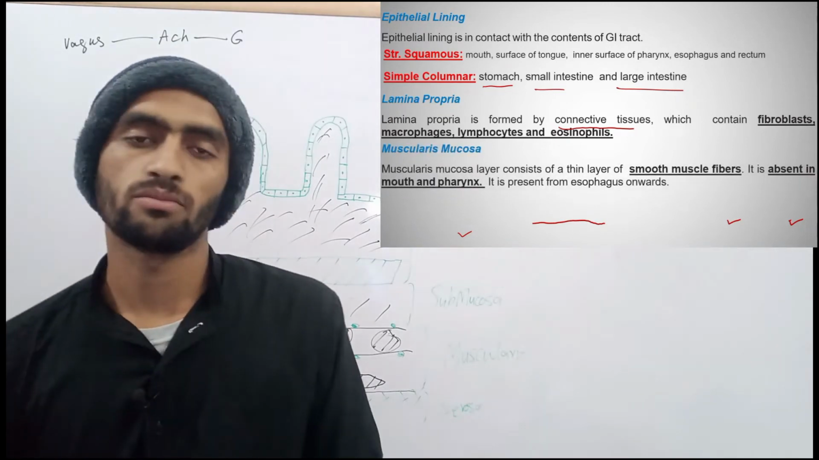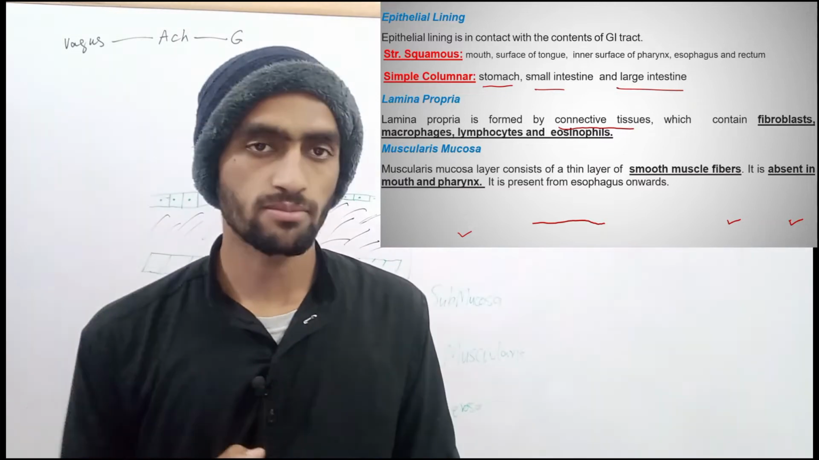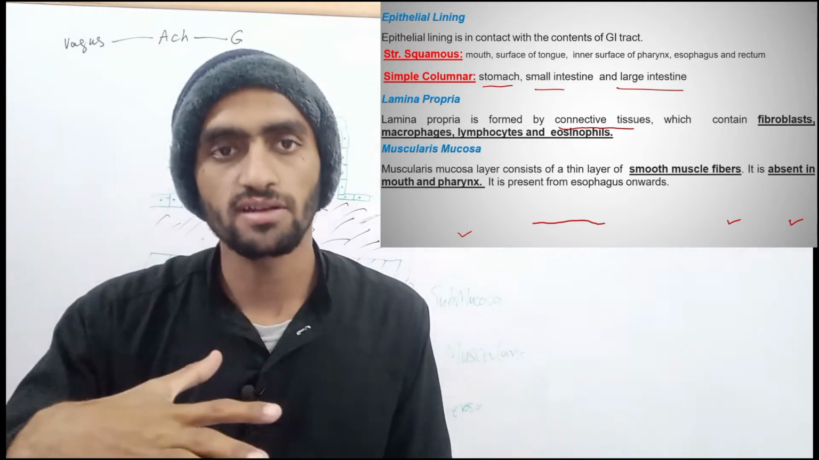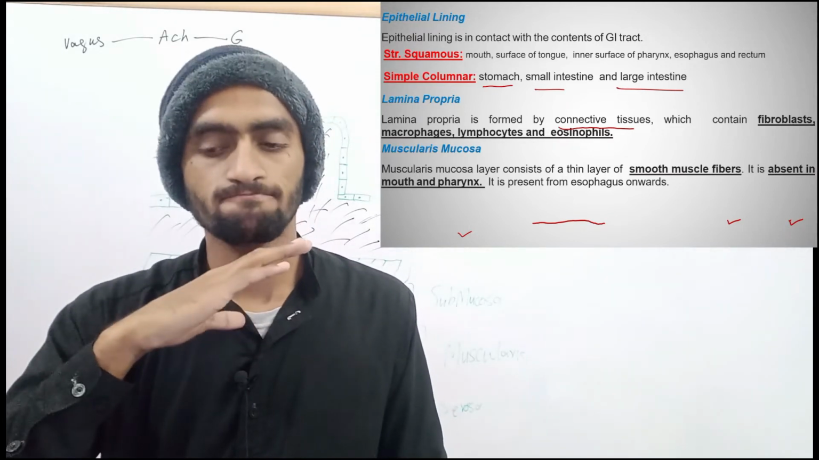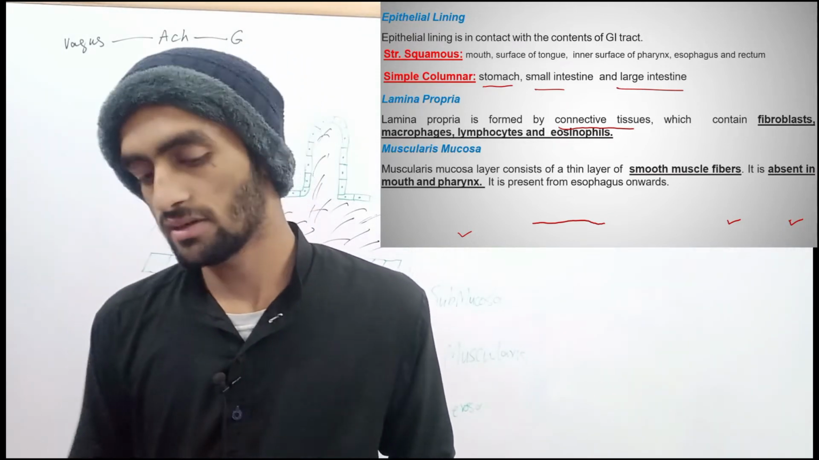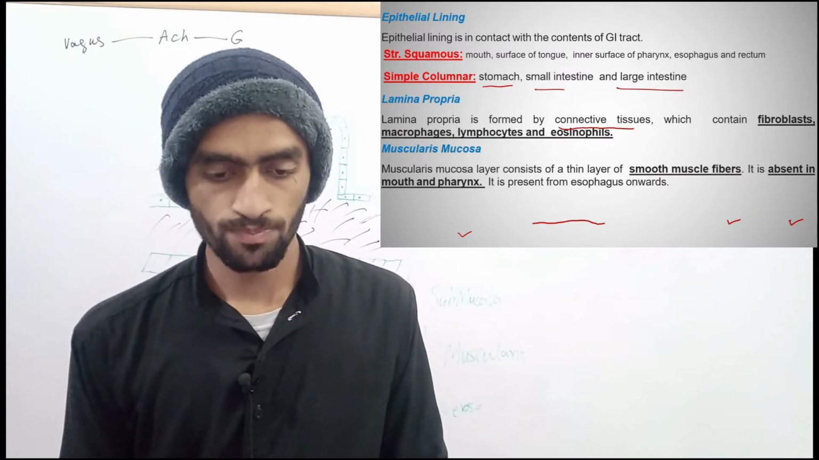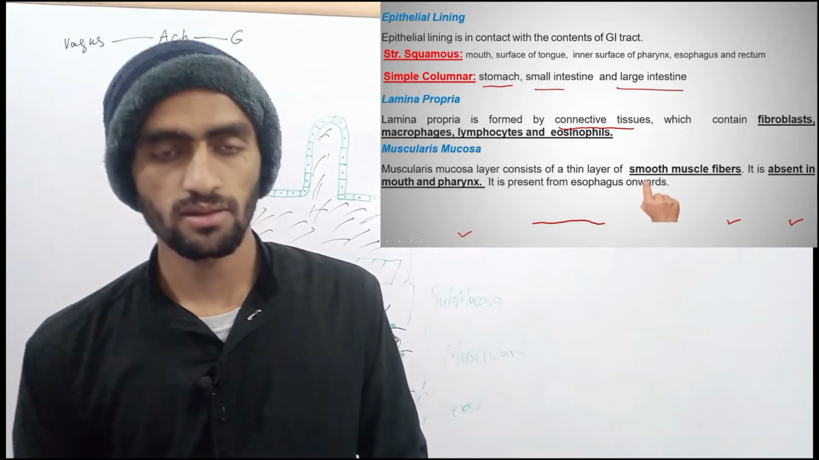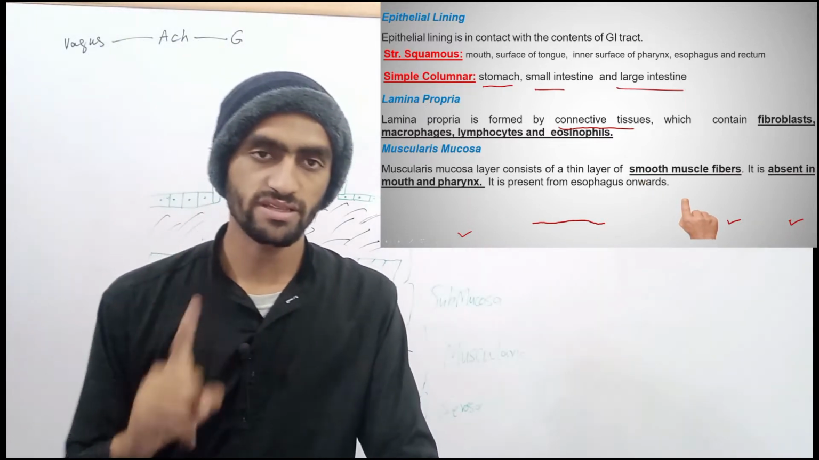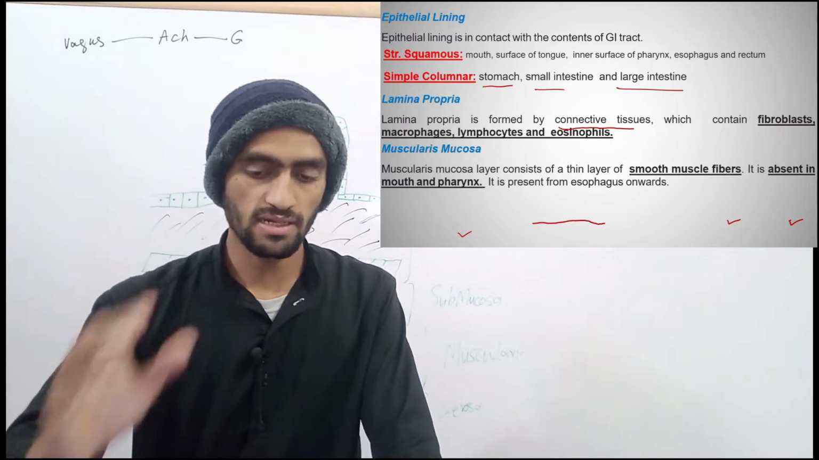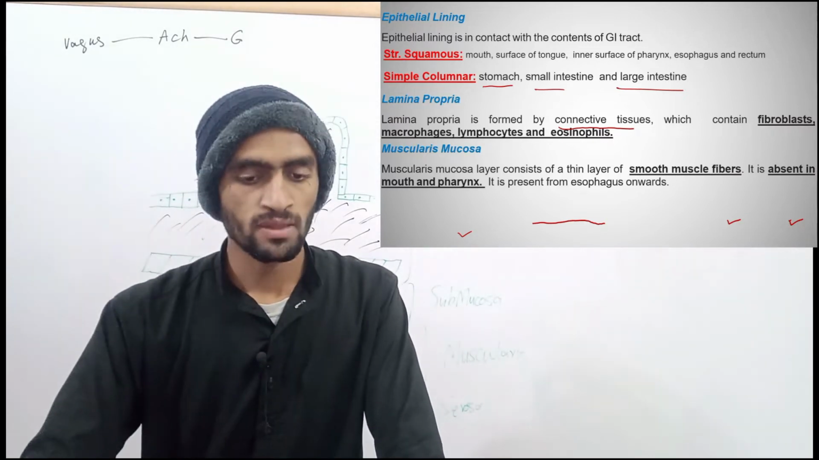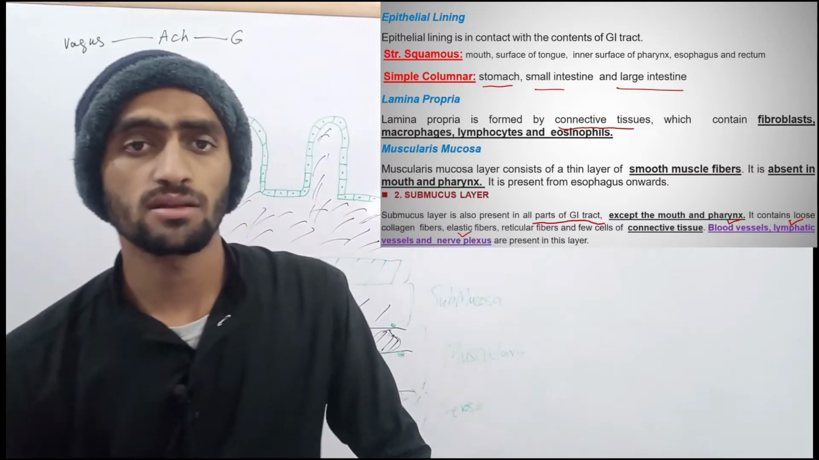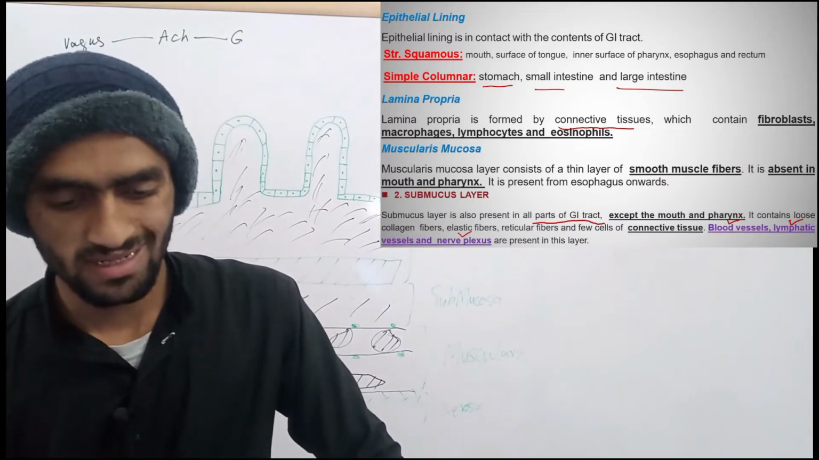Muscle, we have basically three types of muscle: skeletal, cardiac, and smooth muscle. Only skeletal muscle is in our control. Smooth muscle and cardiac muscle are not in our control. So muscularis mucosa is smooth muscle fiber, but it is absent in the mouth and pharynx. It starts from the esophagus. Submucosa is also absent in the mouth and pharynx.